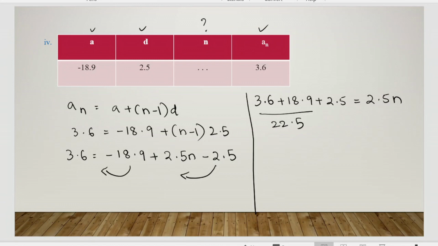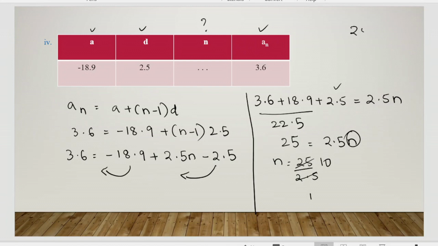Now this 22.5 plus 2.5 becomes 25, which is equal to 2.5 N. If we want the N value, N is equal to 25 by 2.5. Now how do you cancel this? This is 1s and this is 10. So how did we get 10 here?